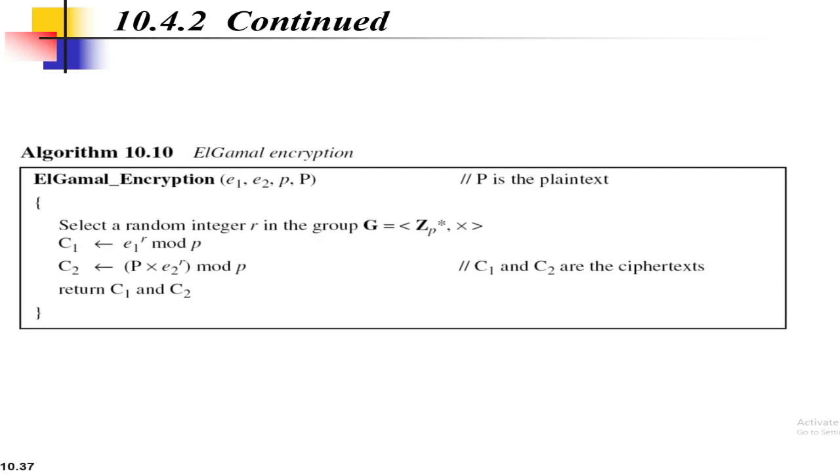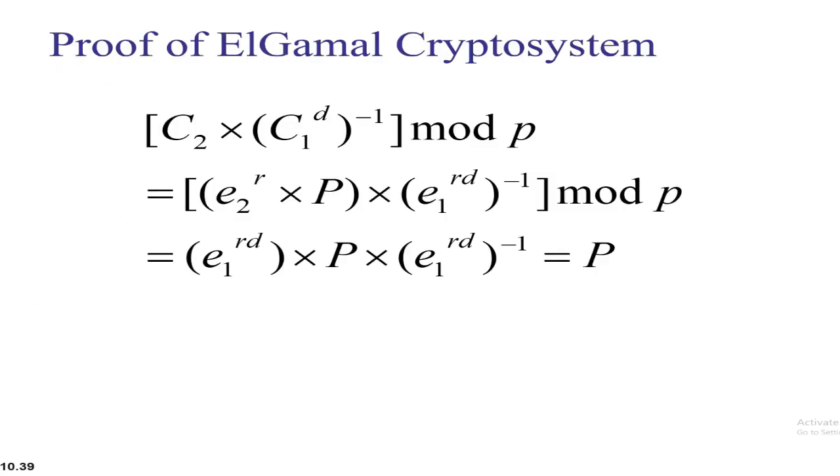So now move on to the proof of the ElGamal crypto system. Here, in the decryption phase, to decrypt the message we need to calculate C2 times C1 to the power D inverse mod P.